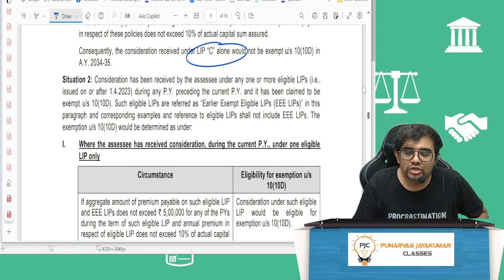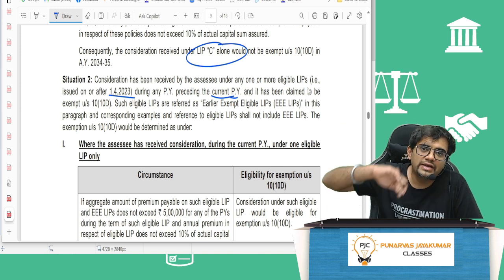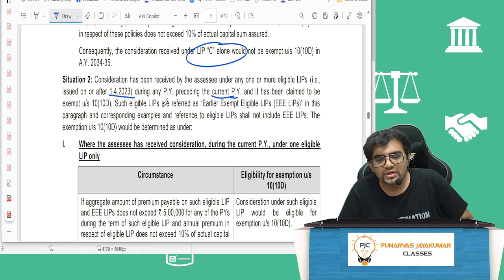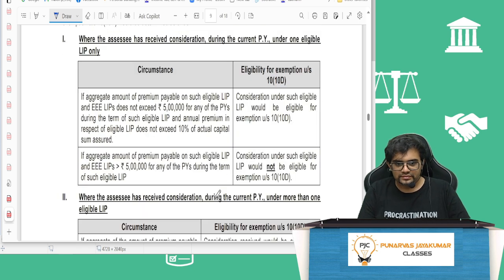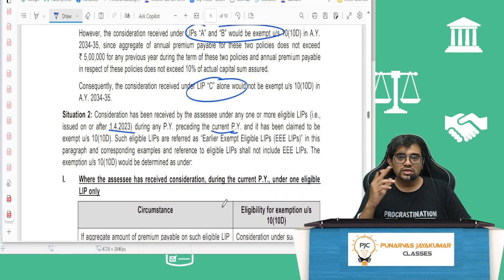In situation number 2, where consideration has been received by the SC under one or more eligible LIPs, again issued on or after 1423, during any previous year preceding the current previous year, it has been claimed also earlier. So already you have claimed once. You have taken many policies, in that one you have already claimed exemption. How will it be for the remaining ones? So the aggregate, so what is the earlier exempt? Whatever is exempt for already claimed exemption. So can you claim again? So already which you have claimed, it is called as earlier exempt eligible LIPs, EEE LIPs.